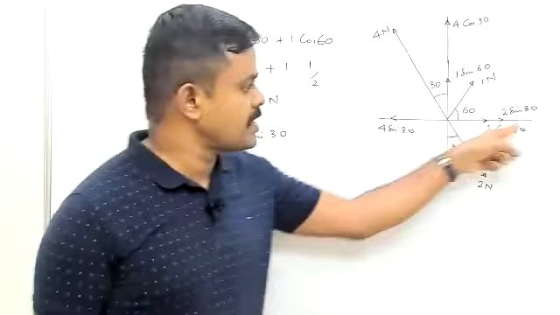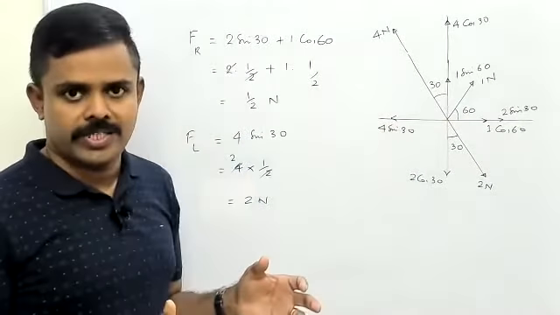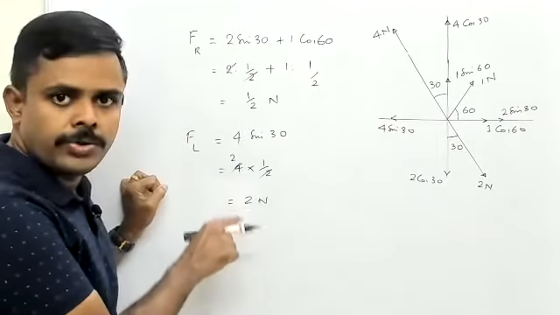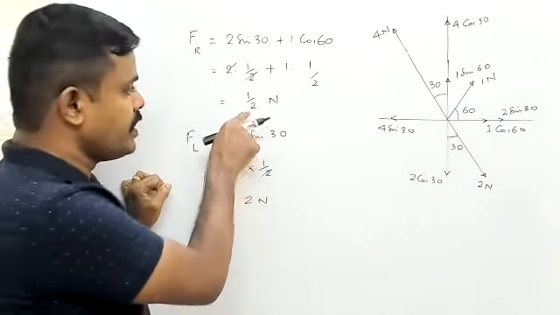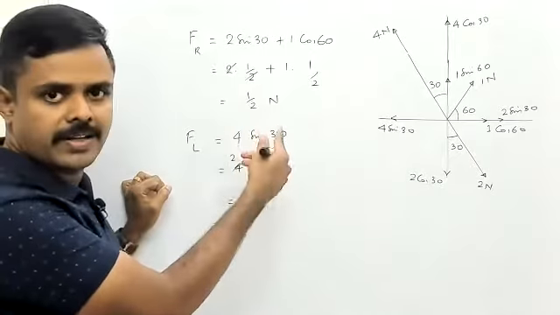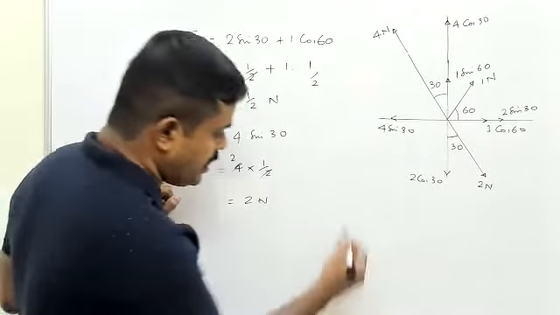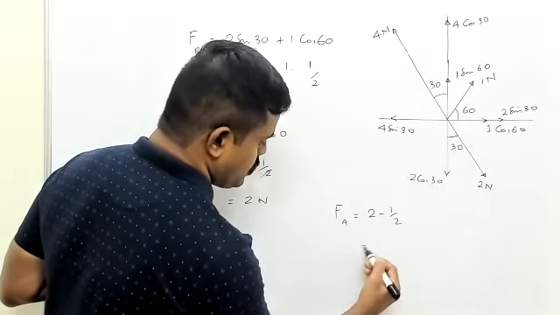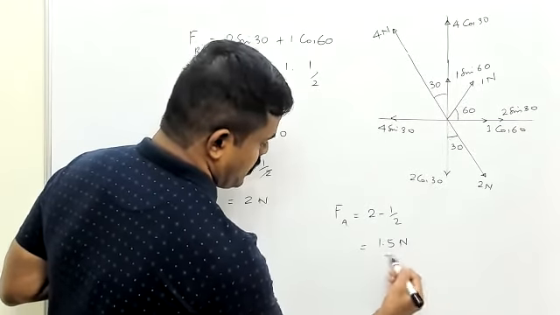I want the forces in x direction to cancel out as per the question. So what additional force would be needed? This is 2 Newton. If 2 Newton is to be balanced, we need 2 Newton on the other side as well. It is only half Newton. So I need an additional force. The additional force required is 2 minus 1 by 2, that is 1.5 Newton.